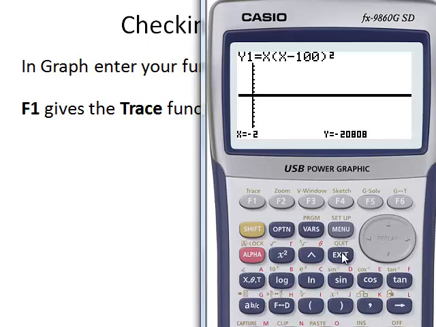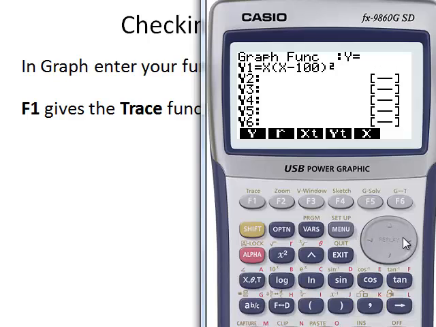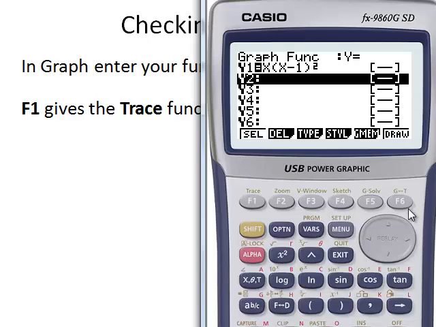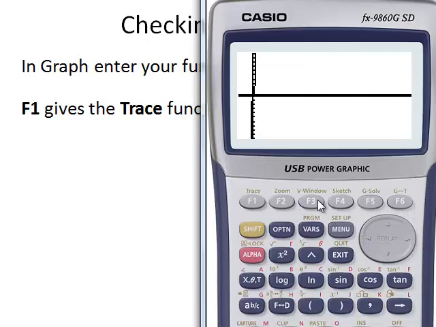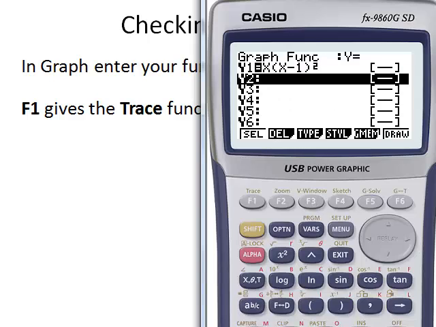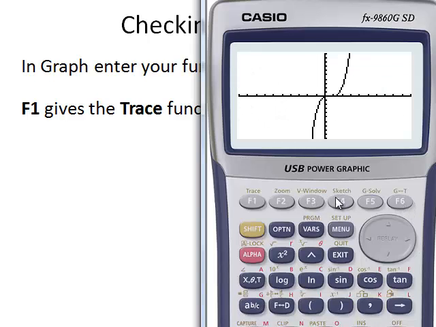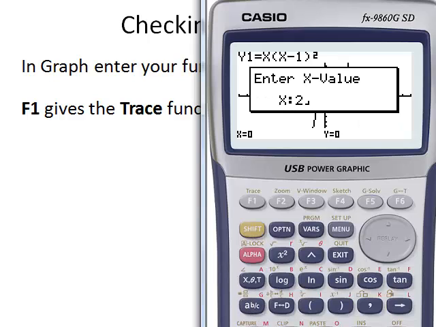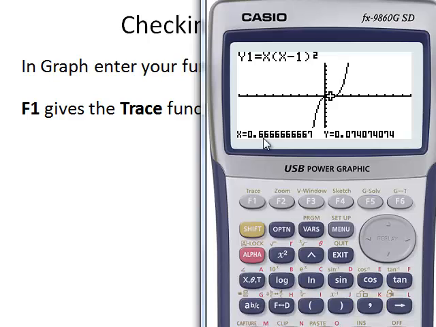I'll just change the function back to something more visible so we can actually see what's going on. Right, and change my view window to standard. Now one of the great advantages of trace is that if I select trace and enter 2 ab/c 3, I don't have to do anything with calculator fractions, and I get the answer, 2/3, and a very accurate answer for it.